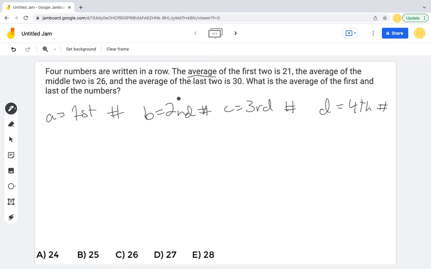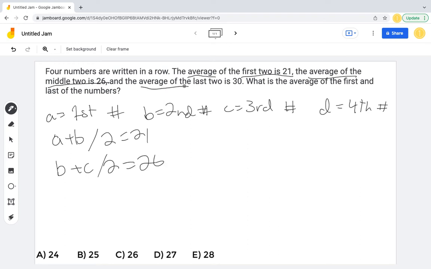Alright, the problem says the average of the first two is 21, so that would be the first number and second number divided by the number of numbers, which is 2. So you would write A plus B divided by 2 is equal to 21. That's our first equation. Average of the middle two is 26. The middle two are B and C, so you would add B plus C divided by 2, because they're two numbers, is equal to 26. And we're going to do the same thing for the last one. Average of the last two, C and D, is 30. Two numbers again.